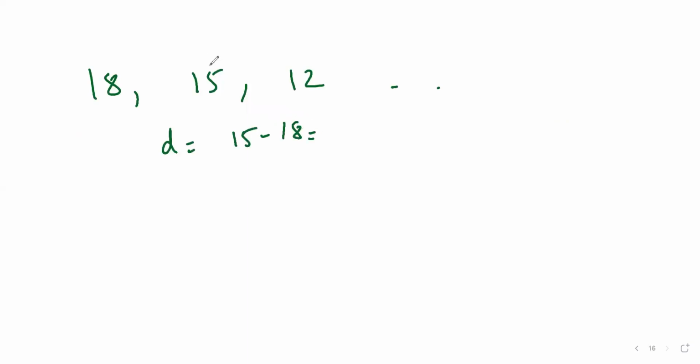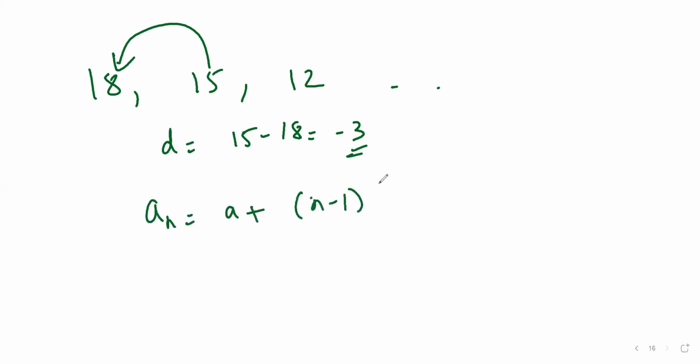D can also be negative, like if you have a decreasing AP such as 18, 15, 12, and so on. So D is negative here, right? Be very careful: D is any successor minus predecessor. 15 minus 18, which is negative 3 in this case. So the nth term is given by An is equal to A plus n minus 1 into D.